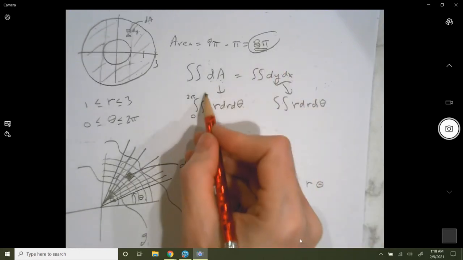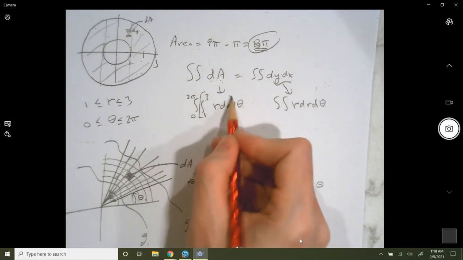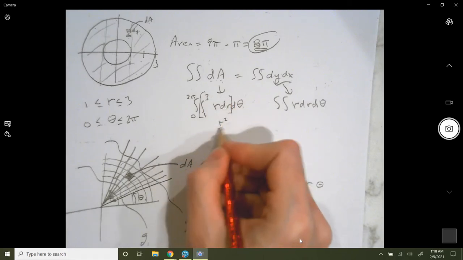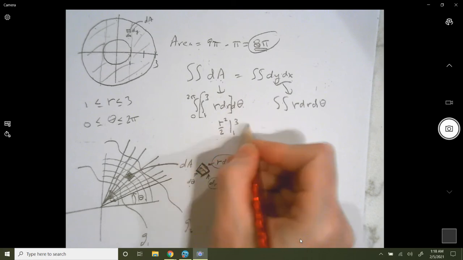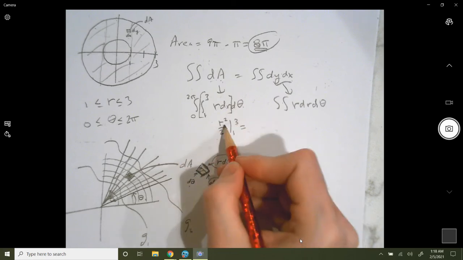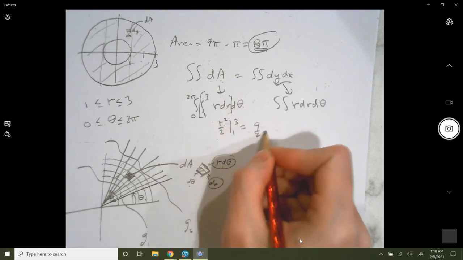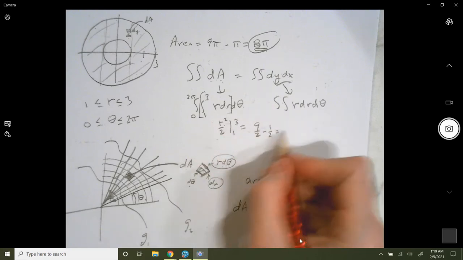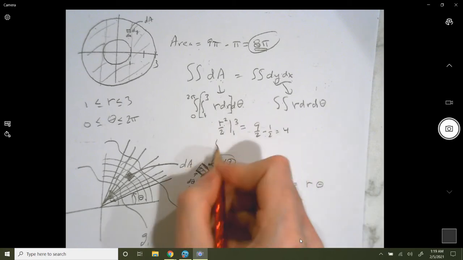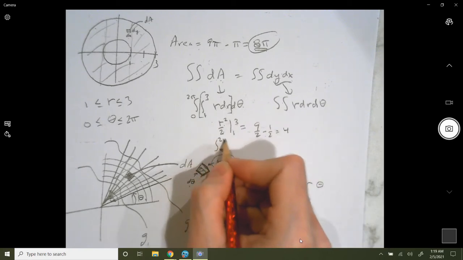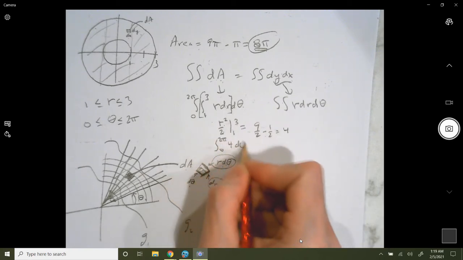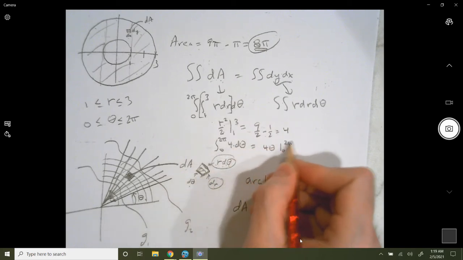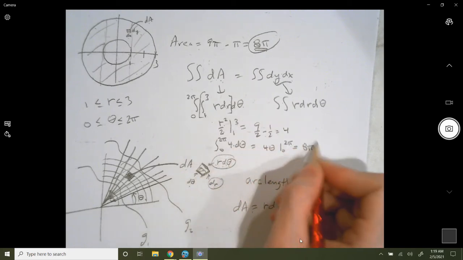Okay, so let's do the inside integral. Integrating r, which is r squared over 2 from 1 to 3. And we get 9 over 2 minus 1 over 2, or 8 over 2, which is 4. Now we integrate from 0 to 2 pi of 4 d theta. The antiderivative of 4 is 4 theta from 0 to 2 pi, and we do in fact get 8 pi.